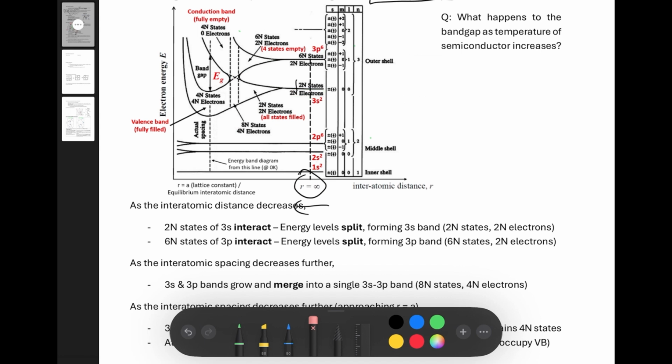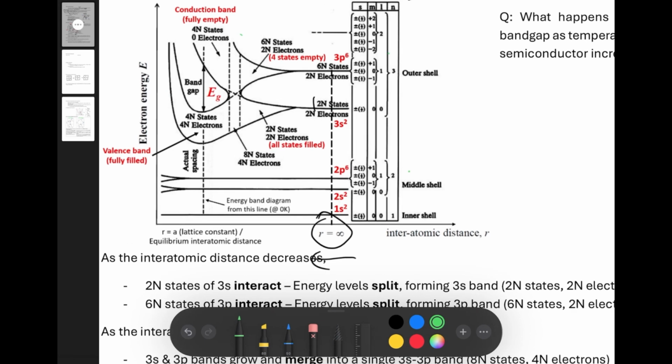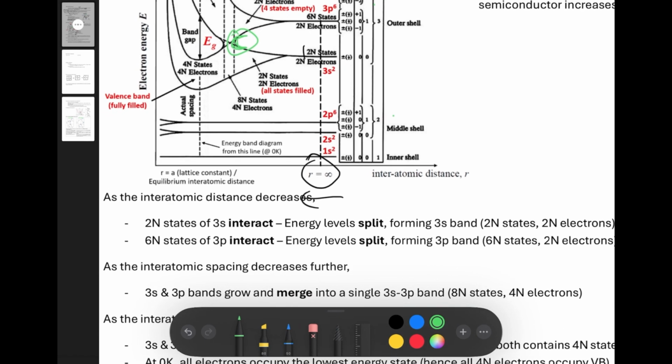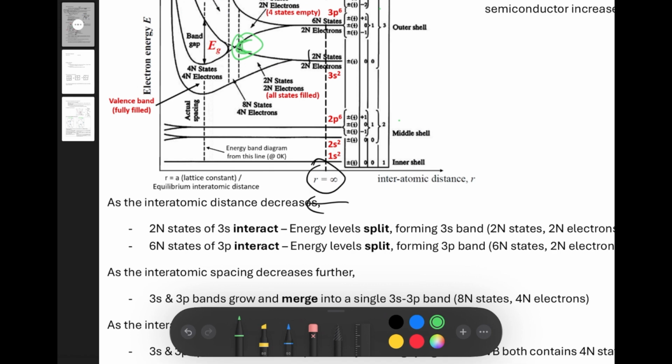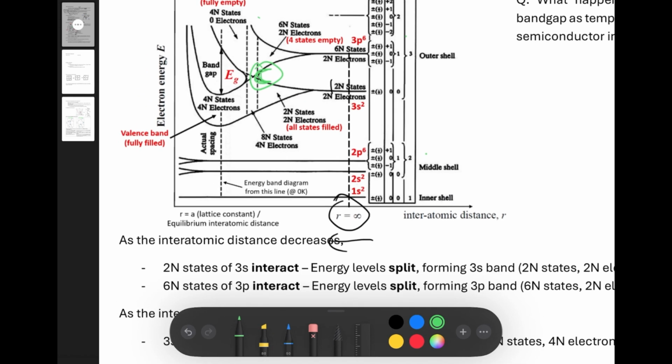Once the interatomic spacing decreases further, you can see that these two bands meet. So they merge, and then they form a single 3s 3p band. As you can see, there are 6 n states on the top and 2 n states at the bottom. So when they merge, they form 8 n states, and there are still only 4 n electrons. So obviously there are 4 empty states.